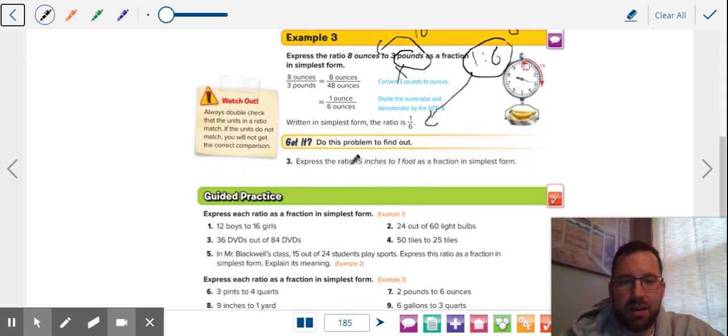So in this case, 15 inches to 1 foot. How many inches are in a foot? It's times 12. 15 to 12, they're both reducible by 3. So we're going to divide that whole thing by 3. So you get a 5 to 4 ratio.